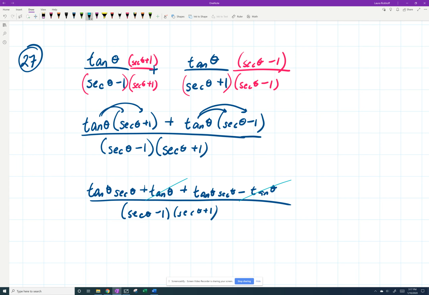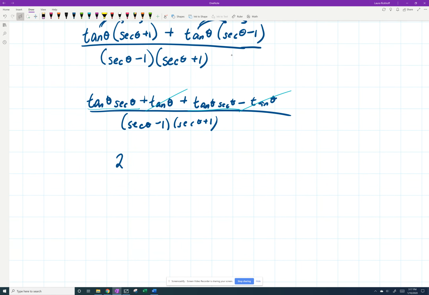Excellent. And we are quite happy with this because we notice we have tangent theta minus tangent theta, so that just goes away. And then I have like terms, tangent theta secant theta plus another tangent secant theta. I have two tangent theta secant thetas, so I have two tangent theta secant thetas on top. And the bottom, if I keep it as is, nothing's going to cancel, and I wouldn't be sure what to do. So even though I normally like a factored form, I feel like it's supposed to simplify further. So I'm going to go ahead and FOIL out the bottom, see what happens.